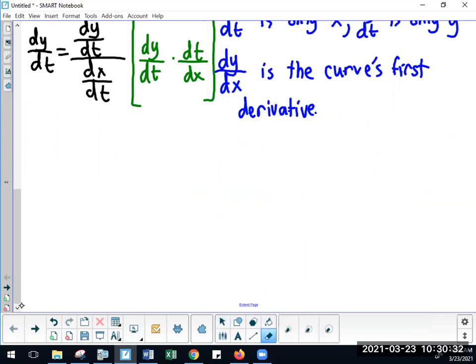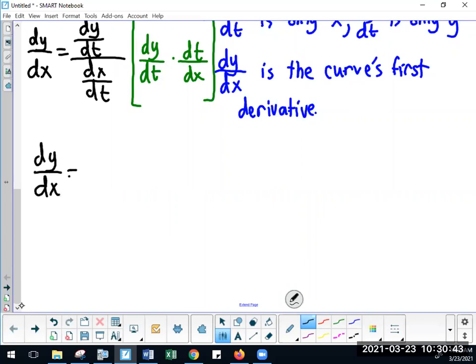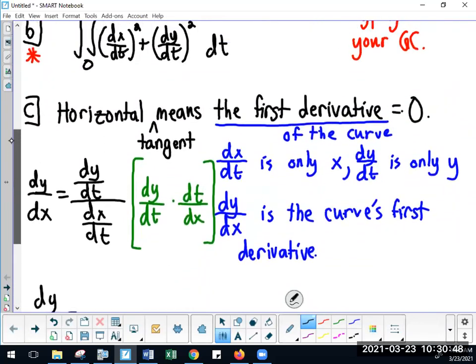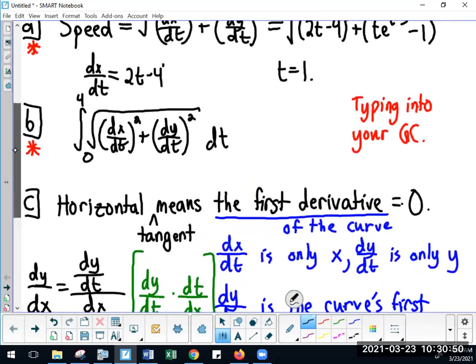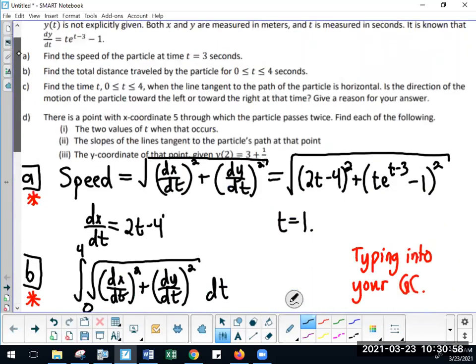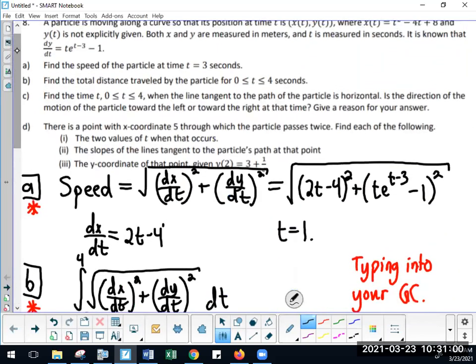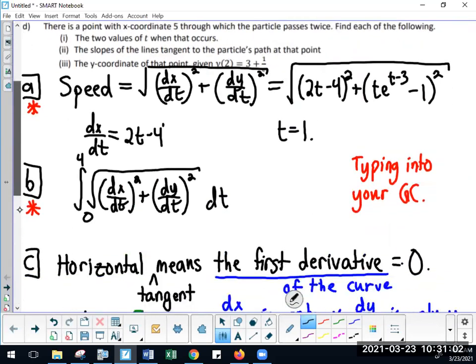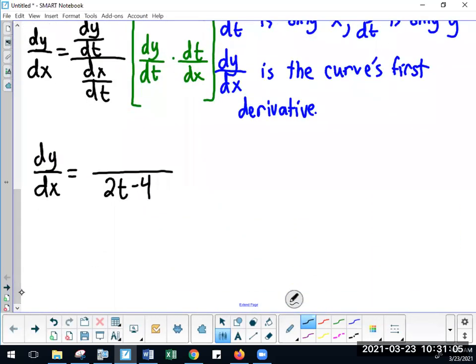Oh, I wrote this wrong. That says dy dt. I meant to write dy dx. That is a mistake. Okay, dy dt we already know. Dx dt we figured out. So we figured out dx dt in part A. That was 2t minus 4. dy dt was given to us. That's t e to the t minus 3 power minus 1. That's a yucky one.